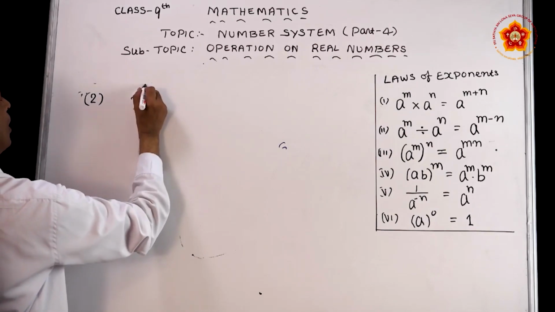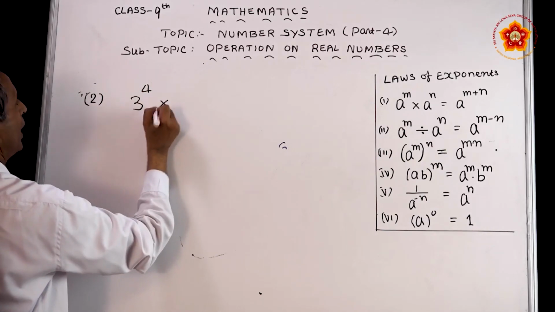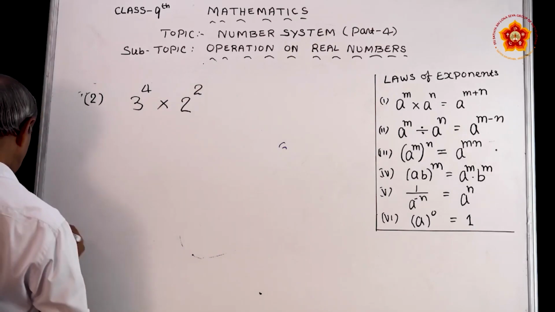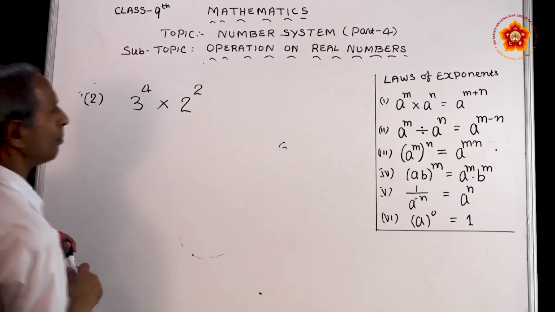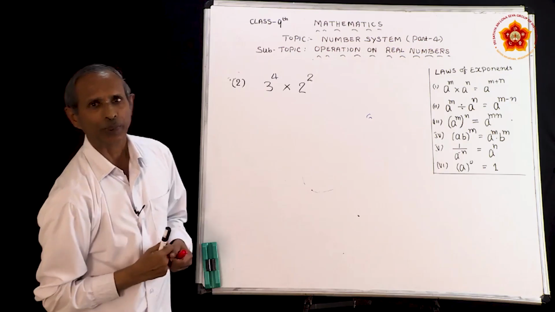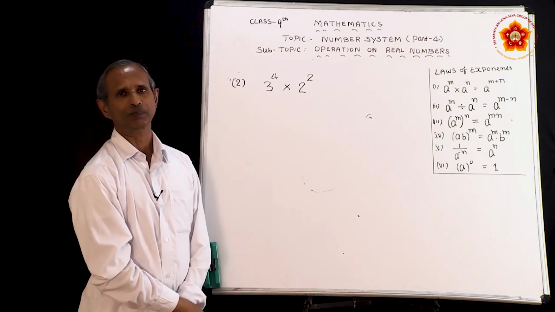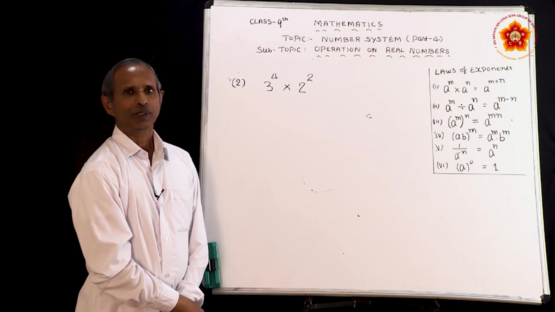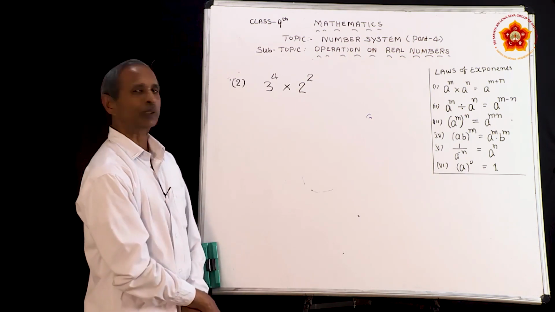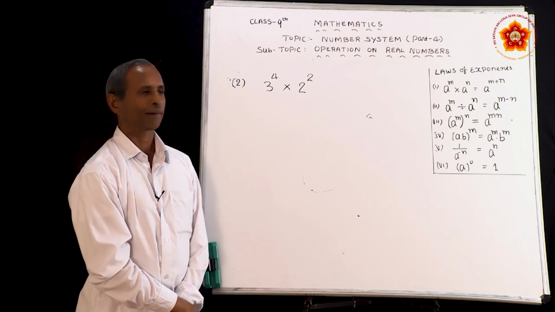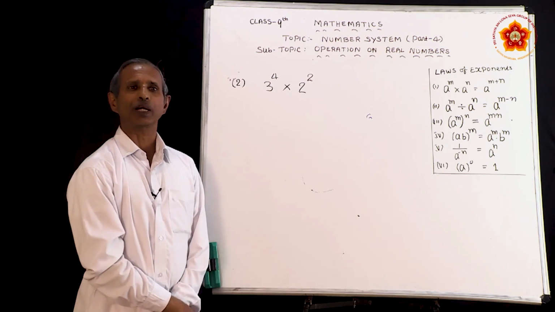3 raised to the power of 4 multiplied by 2 raised to the power of 2. Now observe this problem. Dear students, which formula is suitable? You choose yourself now. Now, which formula is suitable for this case? Can anybody tell? Now the formula cannot be applied in this case.